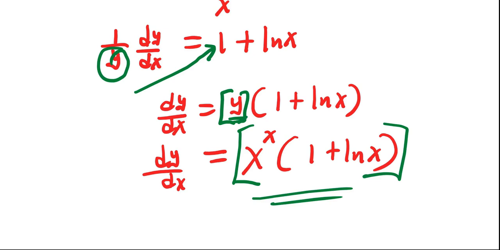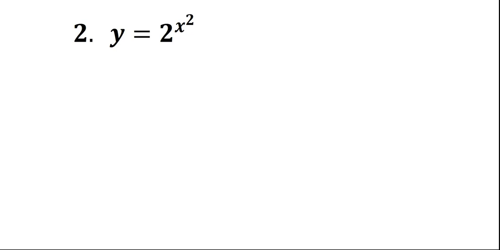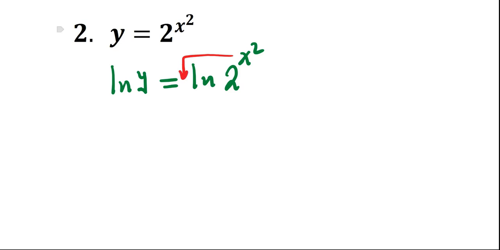All right, let's go to the next question. Question 2. To differentiate this, we also need to take the natural logarithm of both sides. So this will be ln y equals ln 2 to the power of x squared. So we also need to just bring this over here, and this will become ln y equals x squared ln 2.